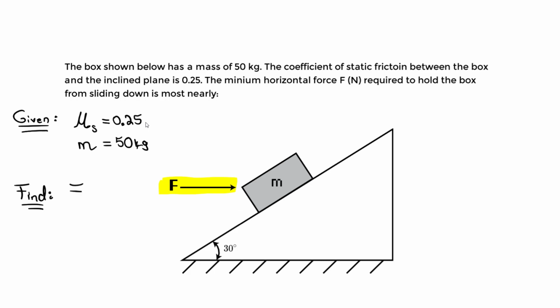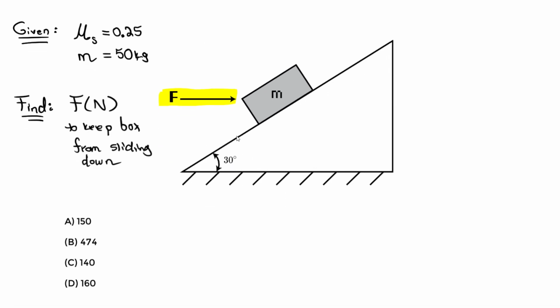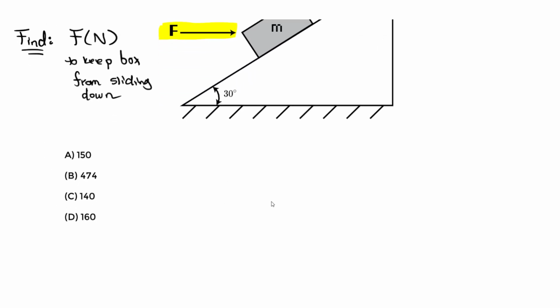So we're going to say F in newtons to keep the box from sliding down the incline. I'll just say down. Okay, so we have that, and we're given the angle here, the inclined plane angle. So we want to pick the answer for F. So what do we do?